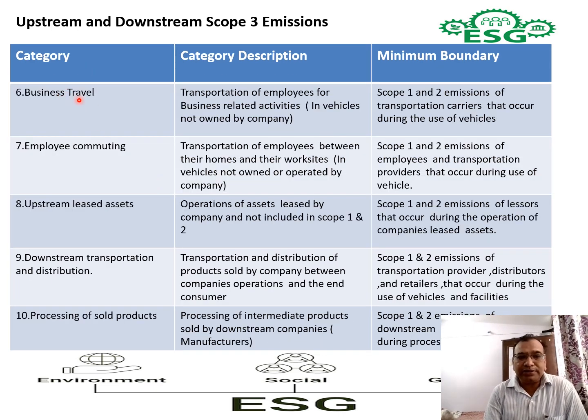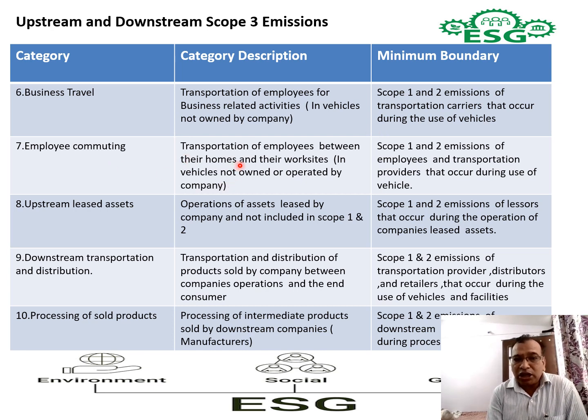Then category 6, business travel. This is the transportation of employees for business-related activities in vehicles not owned by the company. For example, employees commuting from their sites to corporate offices, through flights, trains and buses. That commutation has to be captured in business travel. So this is particularly business travel, not the employee commutation for daily work. Here all scope 1 and 2 emissions of transportation carriers that occur during the use of vehicles have to be captured.